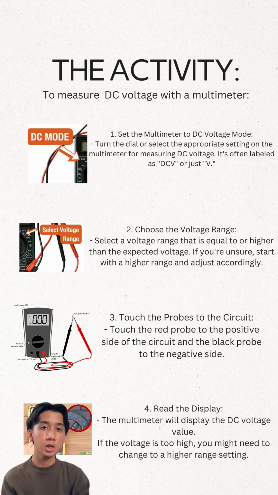Number 3 is touch the probes to the circuit. Touch the red probe to the positive side of the circuit and the black probe to the negative side. Number 4, read the display. The multimeter will display the DC voltage value. If the voltage is too high, you might need to change to a higher range setting.